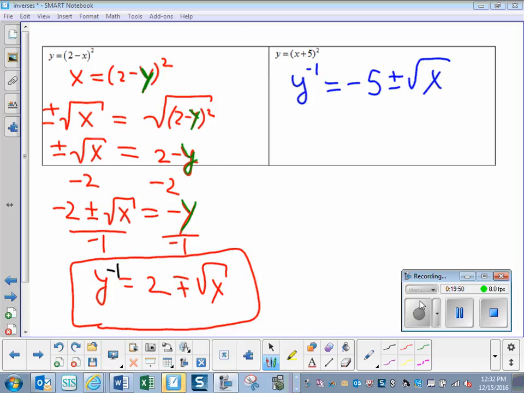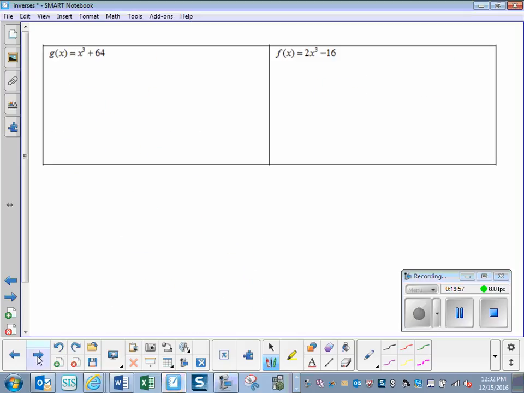Everybody got the same answer? Okay, good. So, next one. Okay, again, same process, different exponent, but we know how to deal with it.